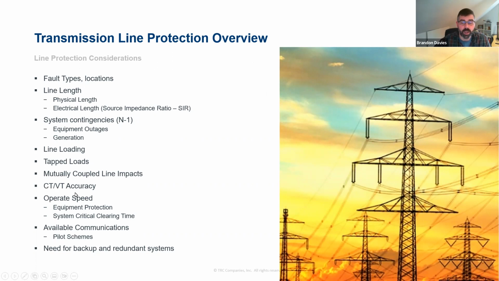We've got CT and VT accuracy concerns. So, our current transformers and voltage transformers are what take the primary measurements from the system and step them down to something we can put into the relays. Well, if we start having CT accuracy issues due to saturation or VT accuracy issues, that will also have an impact on what our relay sees, because it's no longer accurately representing the actual primary quantities of what's going on in the system. So really all that plays into what we need to consider with how our protection is going to operate.